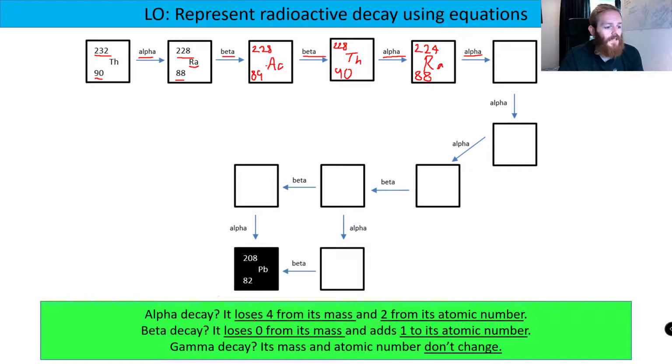Right, radium undergoes alpha decay again. Alright, so alpha decay, it loses 4 from its mass. It was at 224, so now it's 220. And don't worry about the mass. The mass doesn't determine what substance it is.